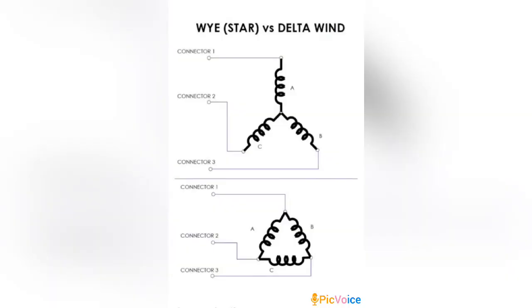In this section, we have the star and delta winding. Delta windings are used where we need higher torque, and star windings are used where we need higher voltage. Through these windings, we run the induction motor and other types of instruments.